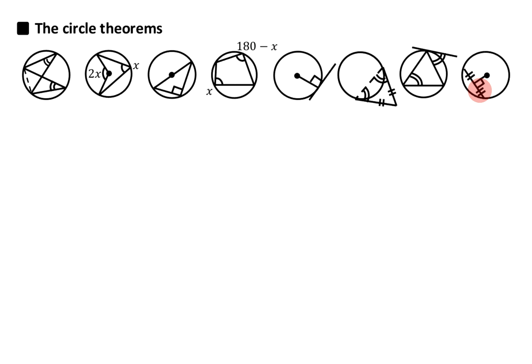Or you could say it the other way around. If you cut the chord in half with your line from the center, then it would automatically be at 90 degrees. There would be 90 degrees between this line from the center and the chord.